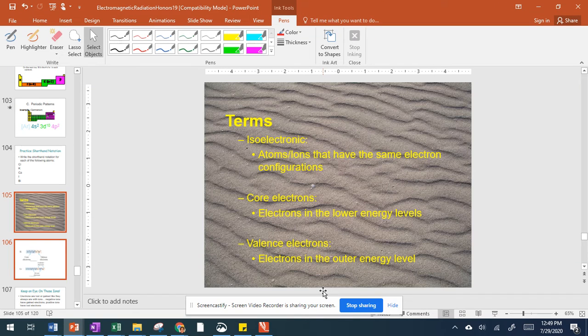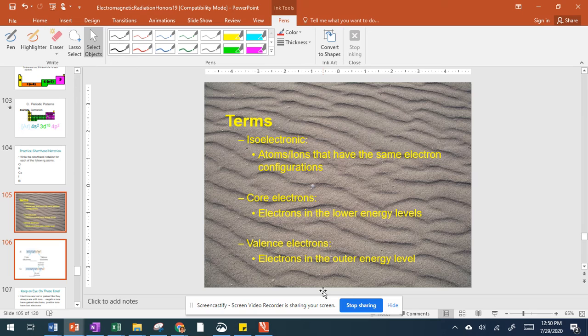Okay, so today what I would like to go over are ions, electron configurations for ions. Before we start going over this, I want to review some terms that we went over the other day because these terms will be important as we do ion configurations. The first term is isoelectronic. Now, sometimes when we form ions, you will see that the configuration for the ion will have the same configuration as a neutral atom. So that's an isoelectronic configuration.